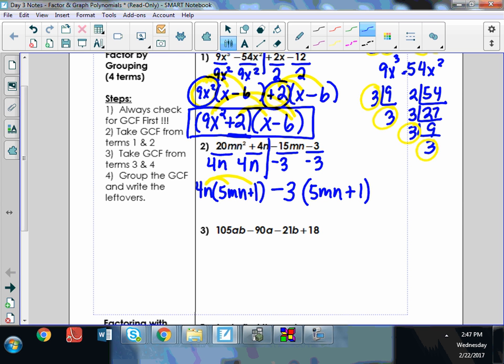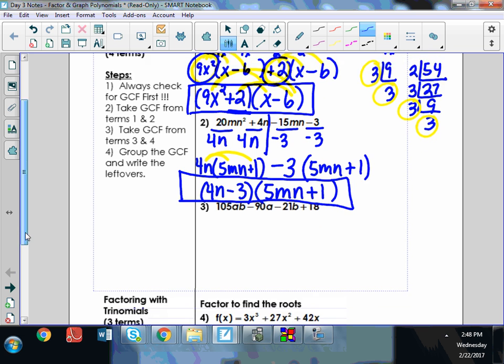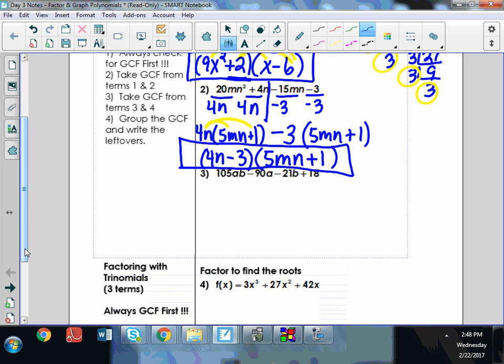Negative 3 times 5mn gives me negative 15mn. And then my negative 3 times the 1 gives me the negative 3. So now I just rewrite it as 4n minus 3. And they are both multiplied by 5mn plus 1. And that is factor by grouping. So you do it in 2 sets. And y'all probably had a couple of rare ones like that in Algebra 1, but not a lot.